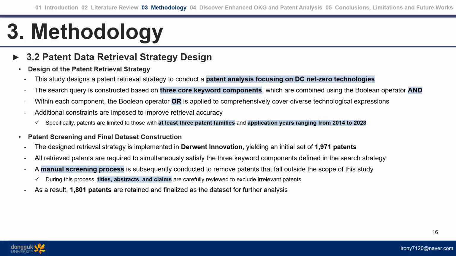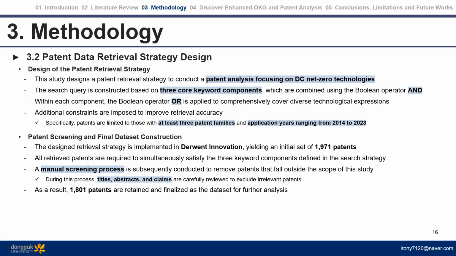This study designed a patent retrieval strategy to conduct a patent analysis focusing on DC net-zero technologies. The search query is constructed based on three core keyword components, which are combined using the Boolean operator AND.